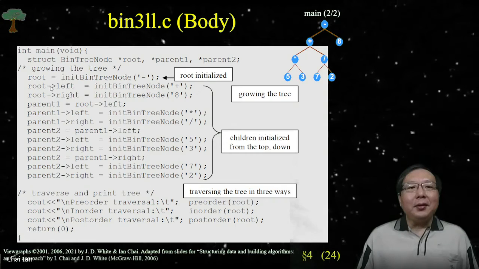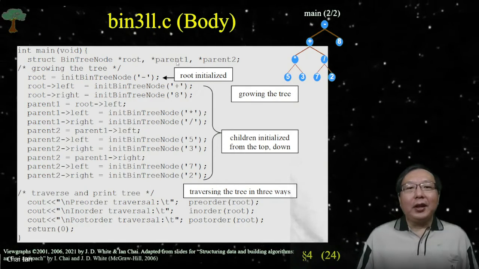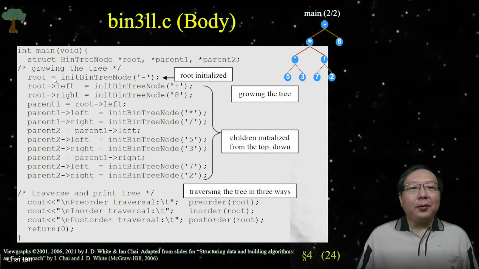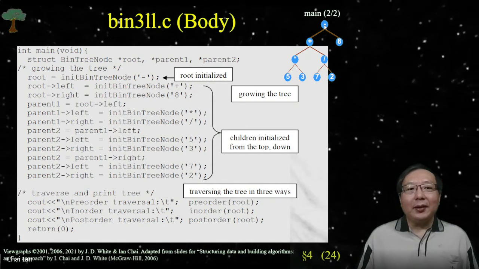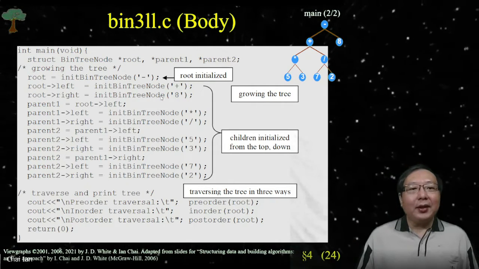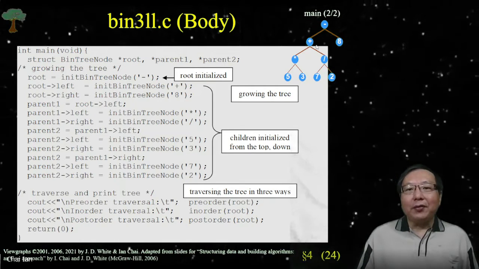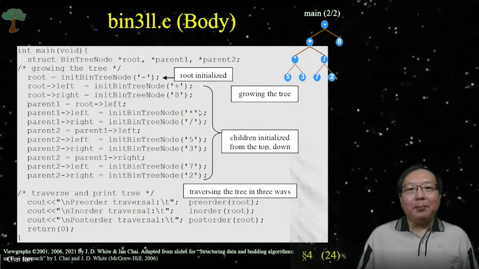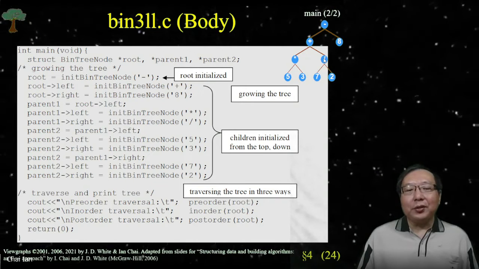In the main, we're going to make a pointer for the root and parent 1 and parent 2. To grow the tree, we initialize the root to minus, because remember, we're going to put minus there. Then root left is plus, and the right is 8. Then parent 1 is root left, so parent 1 is now pointing at plus. Parent 1 left is multiply, and parent 1 right is divide, as shown here.